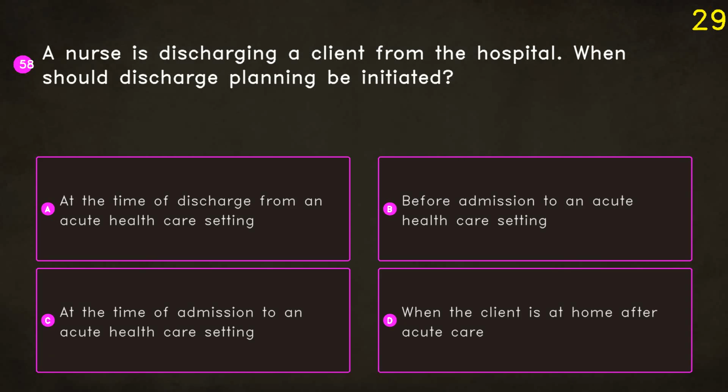Question 58. A nurse is discharging a client from the hospital. When should discharge planning be initiated? A. At the time of discharge from an acute healthcare setting. B. Before admission to an acute healthcare setting. C. At the time of admission to an acute healthcare setting. D. When the client is at home after acute care.